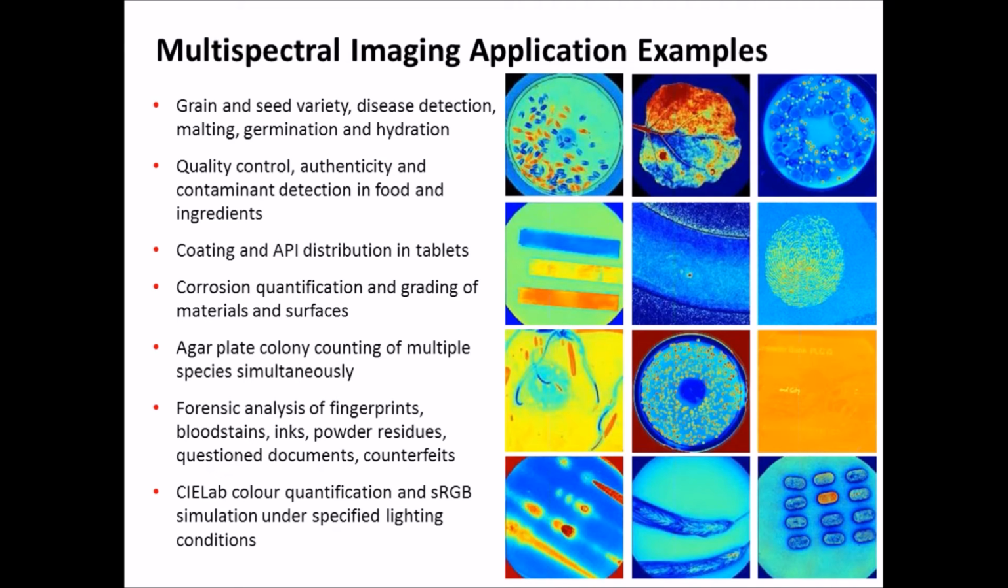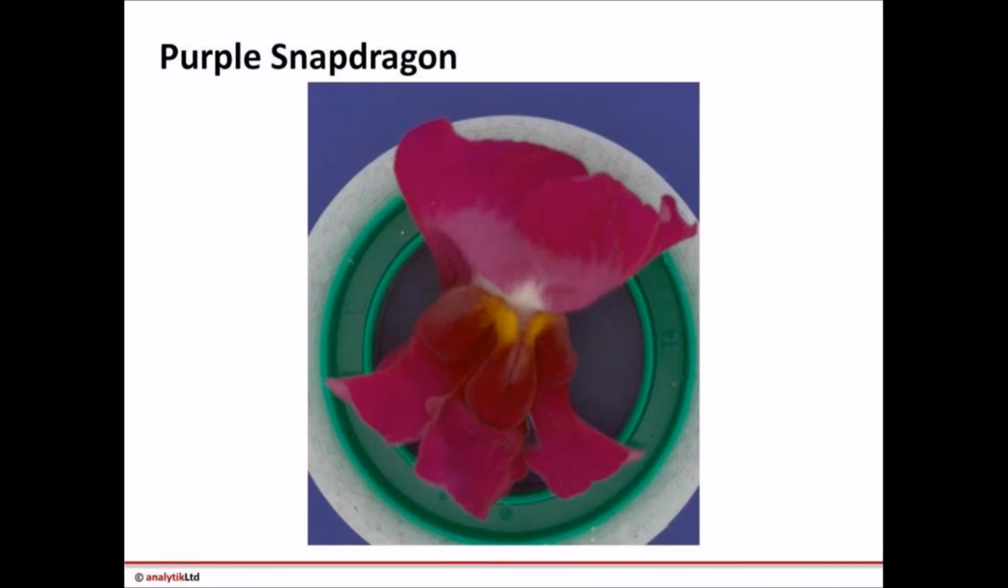And because we are looking at the visible and near-infrared region, we can actually use the information to look at color as we would perceive it. So CIELAB color quantification and simulation of different lighting conditions, if that's important to you. So here we're going to just quickly move on to a few different actual images taken from the VideometerLab, just to illustrate the sort of data you get from it.